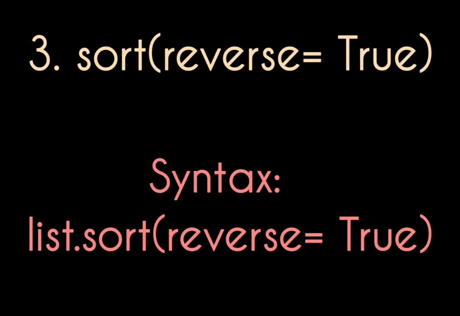Now we can use the sort function in one more way. If we write reverse equals true in the parentheses of the sort function, then it will arrange the elements of our list in descending order. So if you want to arrange the elements of your list in ascending order, you simply write the sort function, and if you want to arrange them in descending order, you write sort and in parentheses reverse equals true.